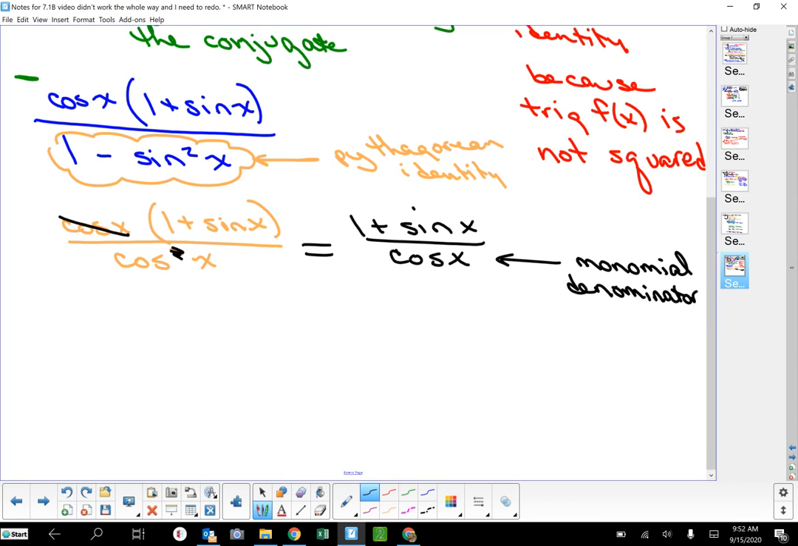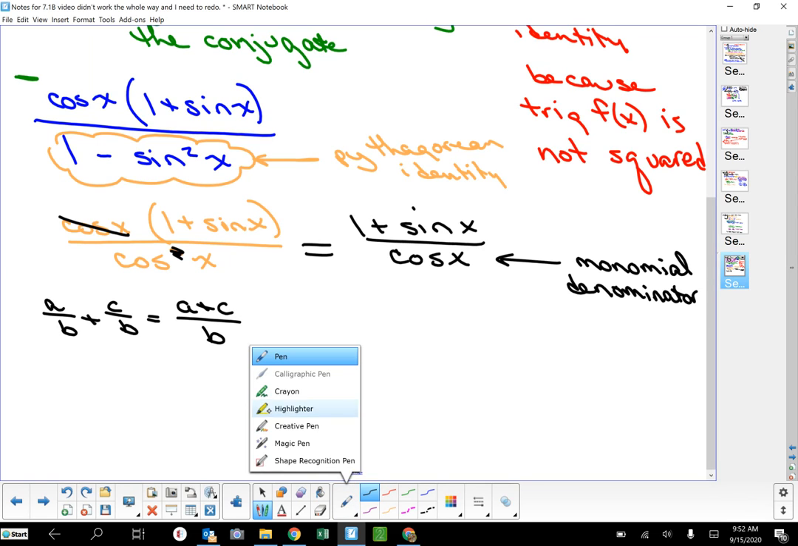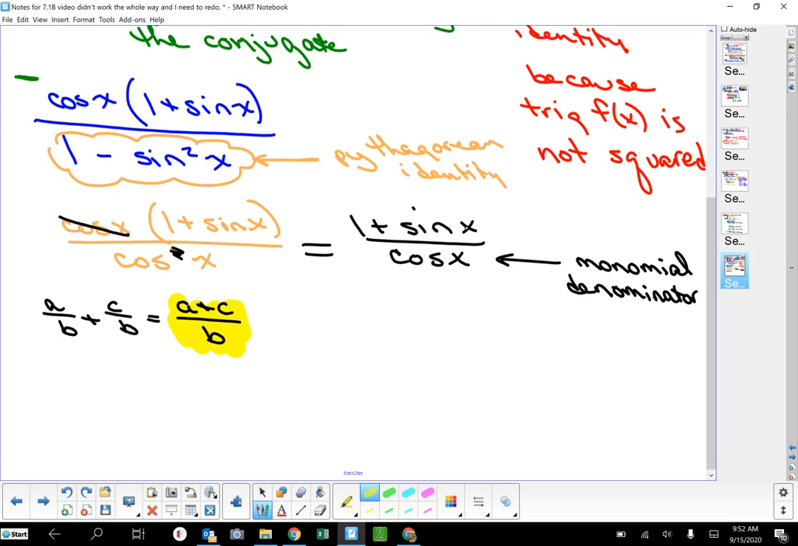Right? One term in your denominator, because there's a rule of fractions that says a over b plus c over b equals a plus c over b. Well, what we have right now is one fraction over one denominator. We have 2 terms in the numerator, 1 term in the denominator. And what we're going to do is turn it into 2 fractions.